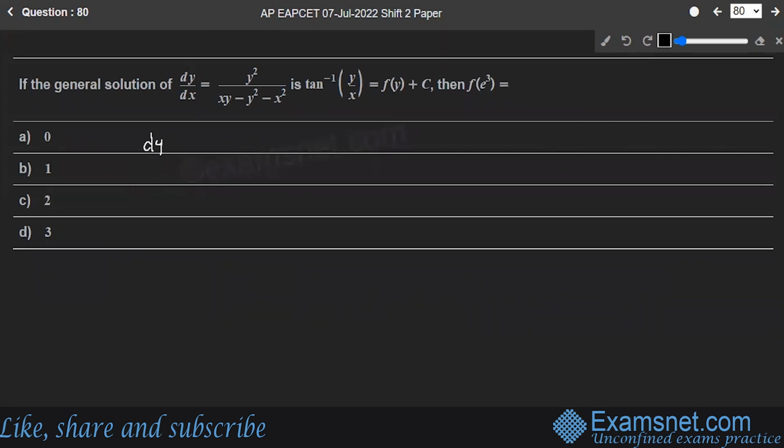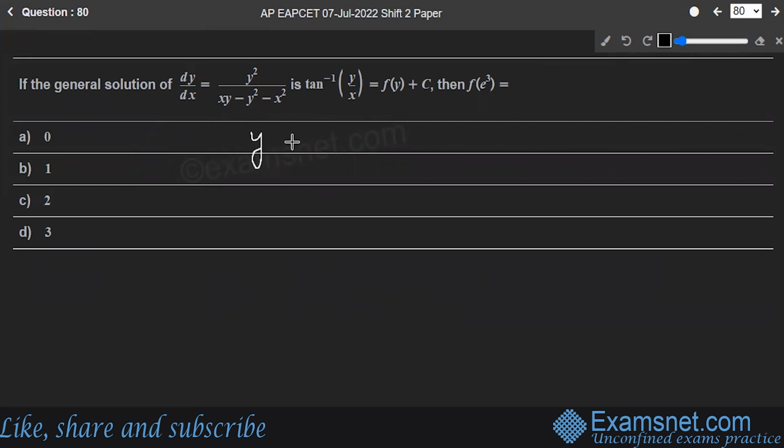You are given dy by dx is equal to tan inverse y upon x is equal to this. Then you have to find out f of e raised to power 3. So basically we are starting the question with the differential, right? We have the derivative of y. We need to have the y for this.